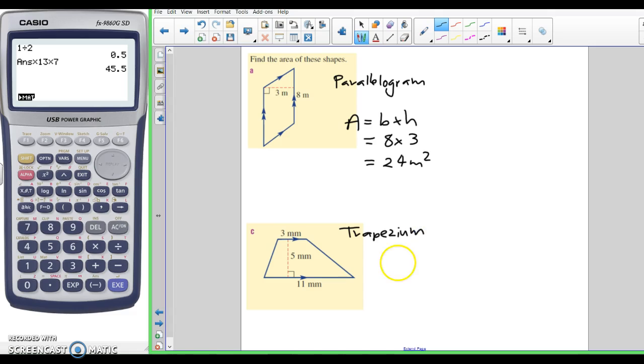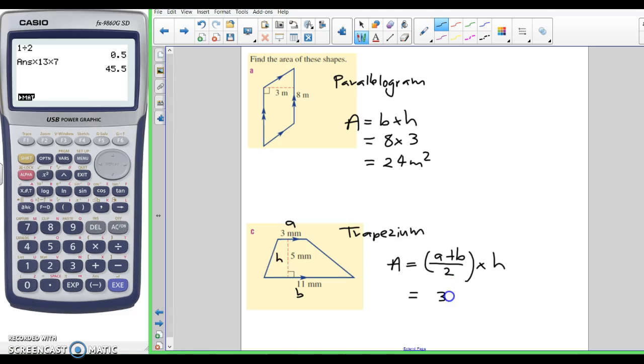Now the formula for that one, if we remember, was area is equal to (A plus B) over 2, in brackets, times by the height. Now remember I said B would be the base, so if we go down the bottom that'll be 11, which means that the top must be A, and the line through the middle to show us the height of the trapezium is H.